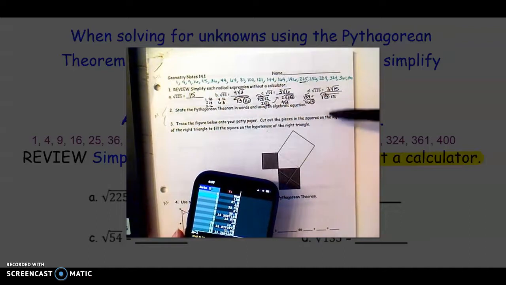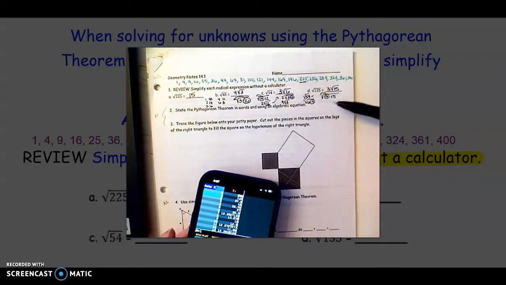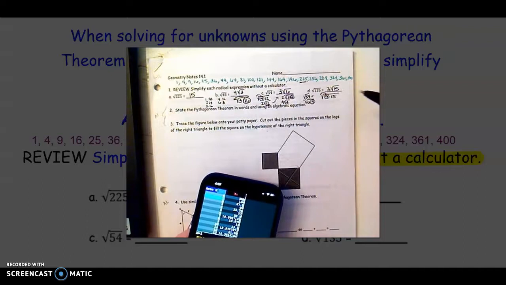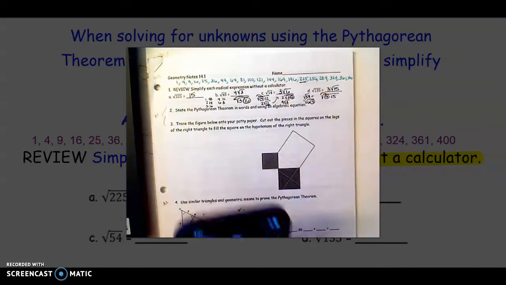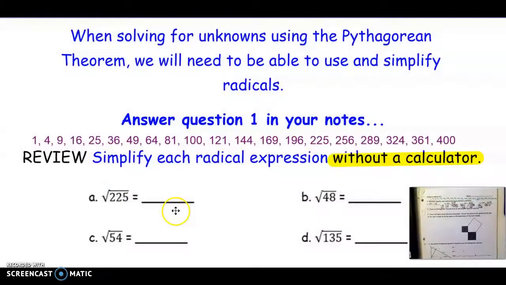Now, I know we took a lot of time going over that, but that's going to be super important with the next couple of topics. We're going to have a lot of radicals that we're going to have to simplify. So that's definitely a skill that you need to get perfected in order to do well in the next couple of topics. All right, so let's move on with the Pythagorean theorem.